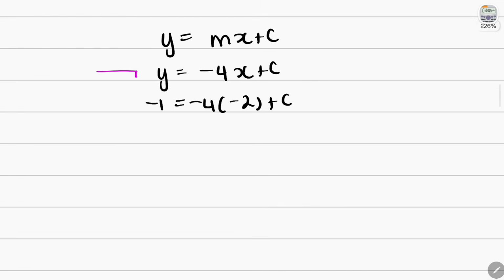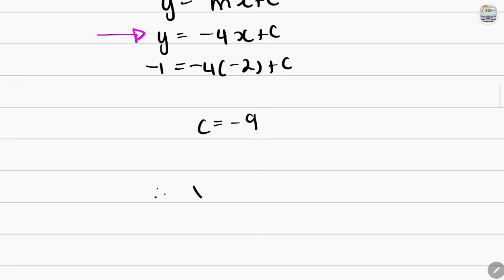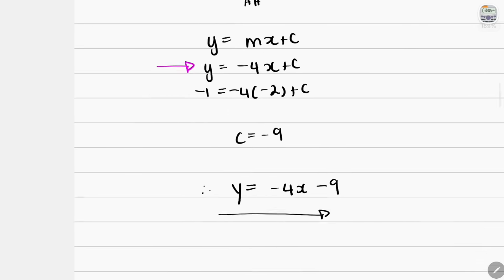Remember that this is the equation we'll put it back into because we're just trying to find c. So -1, that becomes +8, but when you take it over, it becomes -8. So -1 minus 8 is -9. So c is simply equal to -9. And finally, y is equal to -4x minus 9. And that is our answer.